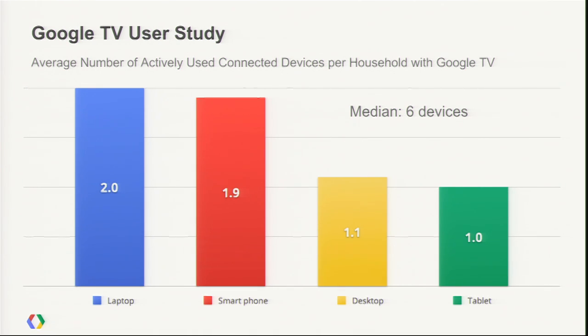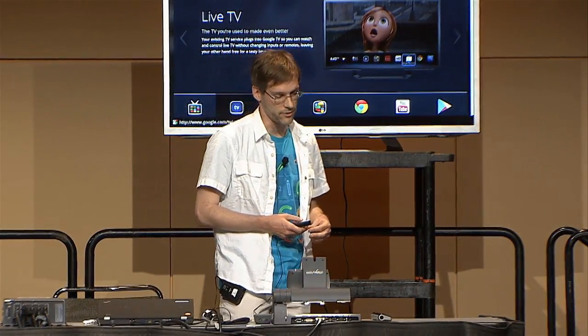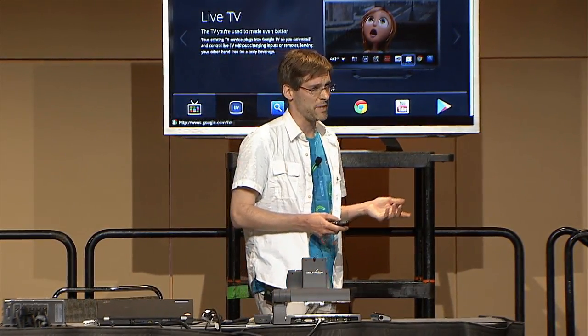On average, they have about 2 laptops, which is pretty surprising because most of these homes have about 2.5 to 3 people. So you can say that most of the adults, or most people in the home, actually have access to a laptop computer. Same thing with smartphones. Desktops and tablets are about 1 per home on average for people that actively use Google TV devices. And we found that there's a median of 6 connected devices in these homes.